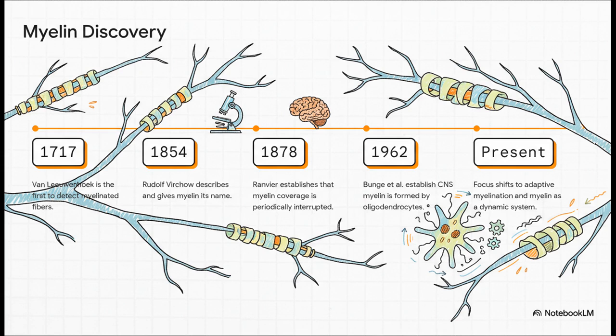Today, the field is shifting from viewing myelin as just a static insulator to seeing it as a dynamic system. A key area of research is adaptive myelination, which explores how neural activity and experiences can actively shape the structure of myelin, suggesting a role in learning and memory.